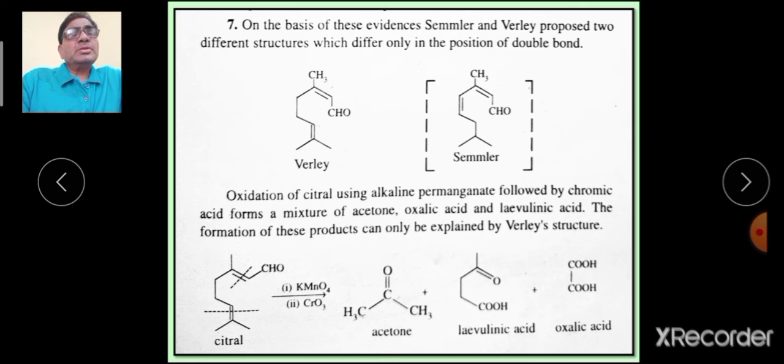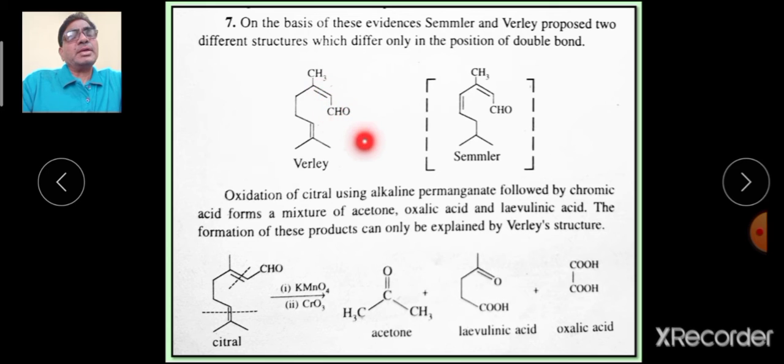Now, on the basis of this evidence, the scientists Semmler and Wallach proposed two different structures which differ only in the position of a double bond. Look here, Wallach gave this type of structure with one double bond and a second double bond, while Semmler gives this structure. Now, which is the correct structure?